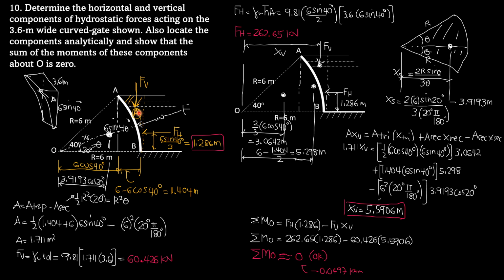While the location of FV, we have to analyze that analytically first. So this shaded area, in order to solve for FV, because FV is specific weight of water times volume, and volume is this area here, times width perpendicular to the screen, which is 3.6. So we need this area. If we analyze this area, that area is the area of a trapezoid. Can you see it? That trapezoid there. That one. Then minus the area of the sector.